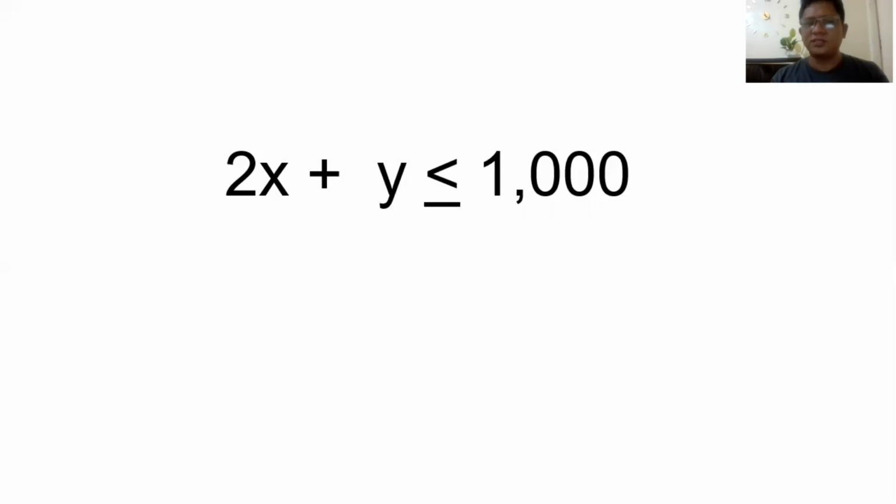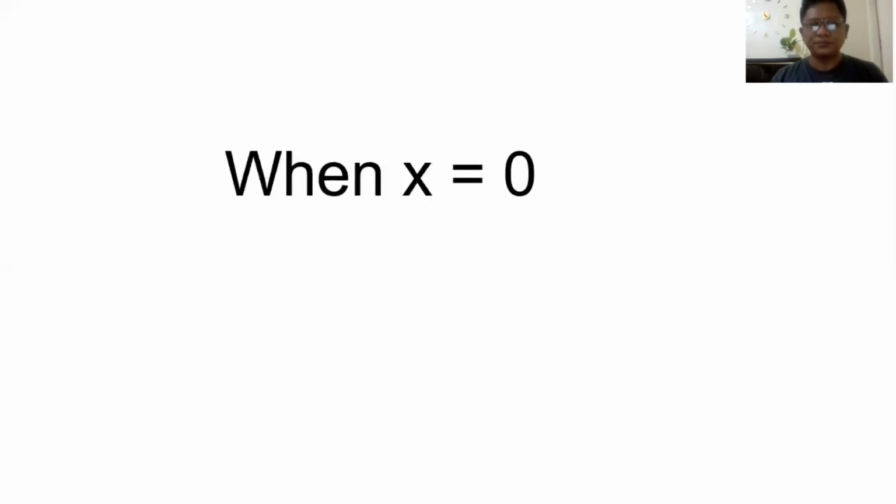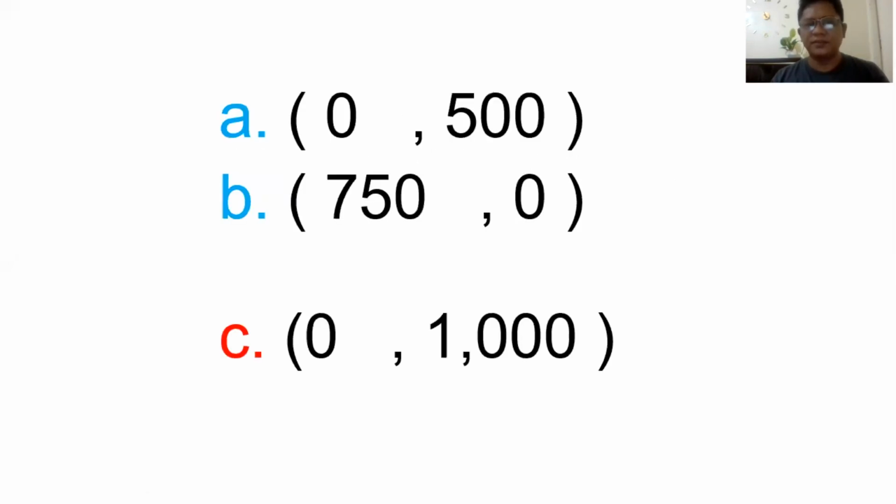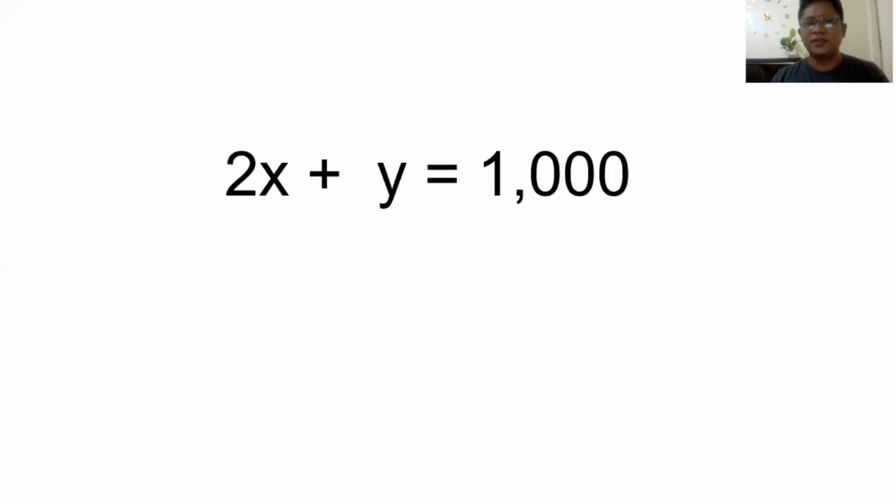Let's proceed with our constraint number 2, where 2x plus y is less than or equal to 1,000. The same process, we convert this inequality to an equation. So change the inequality sign to an equal sign. So you have 2x plus y is equal to 1,000. Let's assume x is 0. So substitute 0, you have y is equal to 1,000. So if x is 0, y is 1,000. That's our third coordinate. X is 0, y is 1,000.